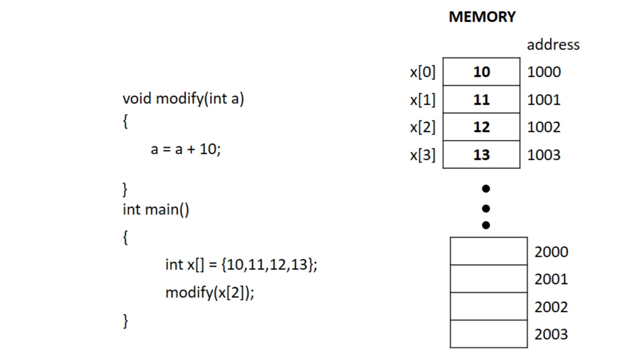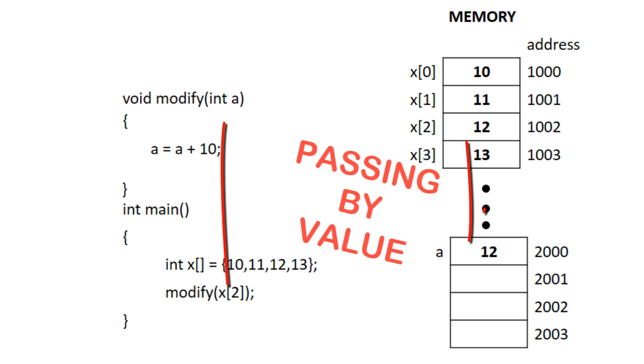Parameter a is a local variable of function modify. So, a is located at another memory location. Let's say at location 2000. Value 12 is copied from x2 and stored in a at location 2000. Whenever we pass an array element, such as x2, to a function, we are actually passing a copy of the array element to the function parameter. Passing an array element to a function like this is called passing by value.